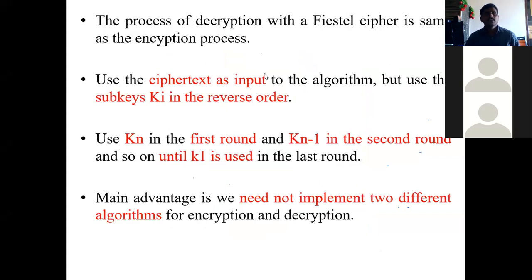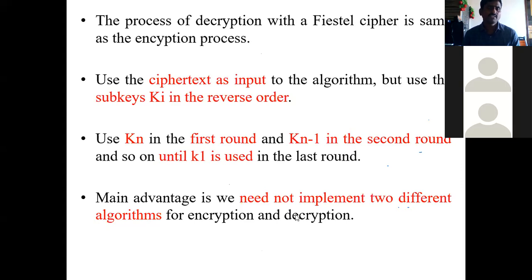The decryption process is the same as the encryption process. Here we use the ciphertext as an input, as I have shown you, but we use the subkeys K in reverse order. I told you, in the encryption we used K naught to Kn. Here we use Kn to K naught. We use Kn in the first round of the decryption, then Kn minus 1 in the second round, and it will continue till K0 in the last round, to receive the same plain text.